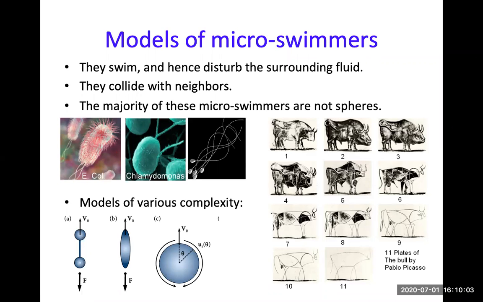But what do you have to keep in mind about these microswimmers when you design models? First, they swim, right? They're in fluid. And if they swim, they also disturb the surrounding fluid. The other thing is if you have more than one, they do collide with neighbors eventually. And the majority of these swimmers are not spheres. Right? For bacteria, the vast majority, they are elongated or spirochetes. So we want to keep in mind all of these features when we design models, right? We want to design models that are minimal, but still capture the basics of the physics.